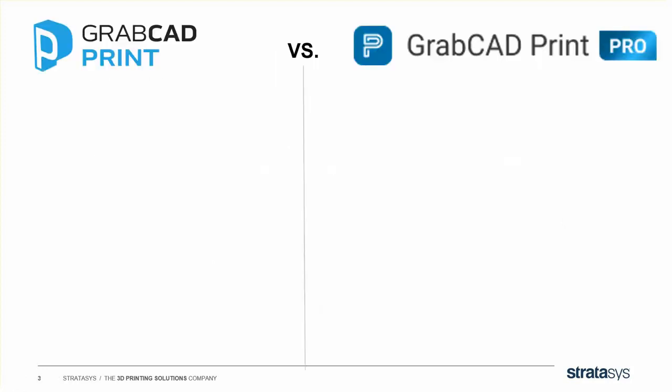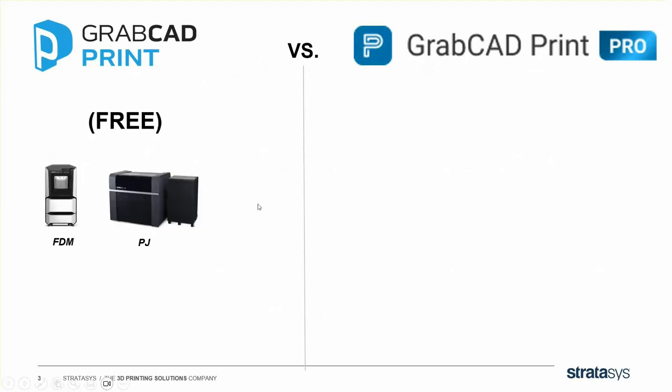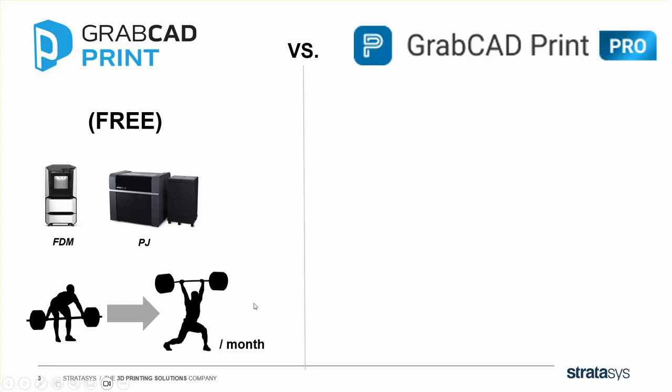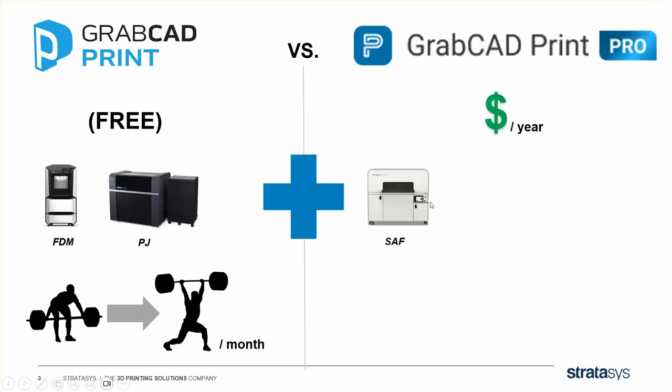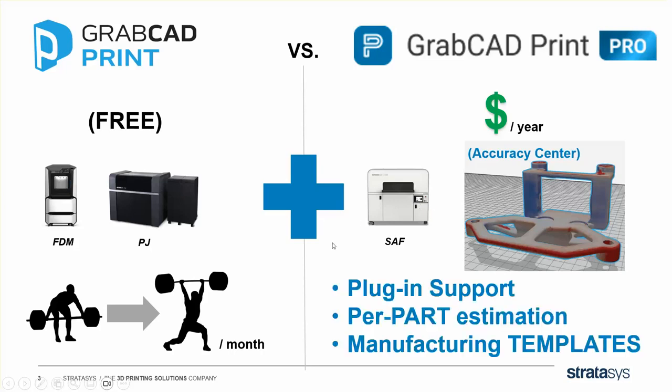Just to make it obvious what we're talking about here, there are two versions of GrabCAD Print, a free and a paid version. GrabCAD Print is free. It lets you talk to your FDM and PolyJet machines, and we're still improving it every single month, so that's not going anywhere. What we're adding to it is GrabCAD Print Pro, which will be a license per year. It'll let you talk to your SAF printers, do scanning and accuracy correction, but what we're going to talk about today is a certain feature called Manufacturing Templates.